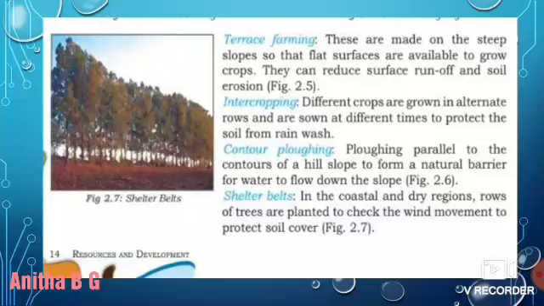So ploughing parallel to the contours of a hill slope is useful to conserve the soil.